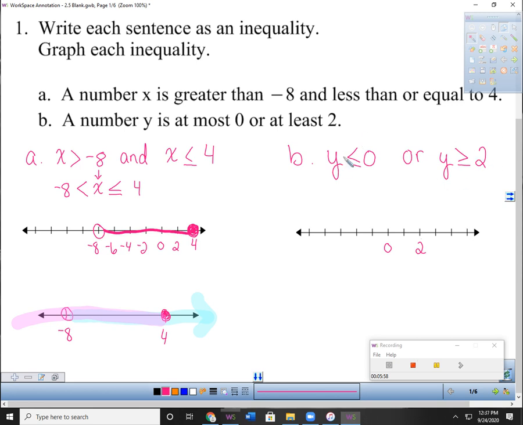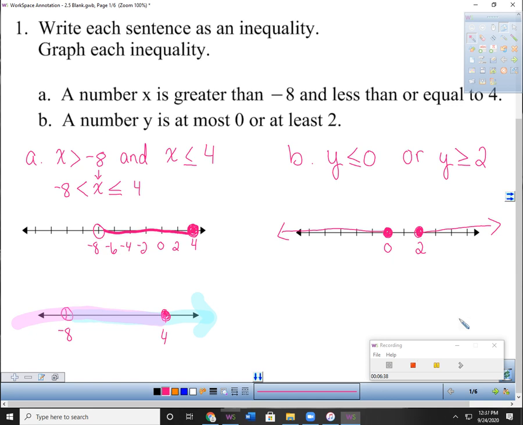So I have y is less than or equal to 0. So I go to 0, and I have a closed circle, because I have the equal to. And since I'm shading less than, that will be everything to the left. Alright, then I'm going to go over here and say, okay, I also have to shade this. Y is greater than or equal to 2. So at 2, I put an open circle. Oh, no, closed, right? Got the equal to. Greater than, so that means everything to the right.